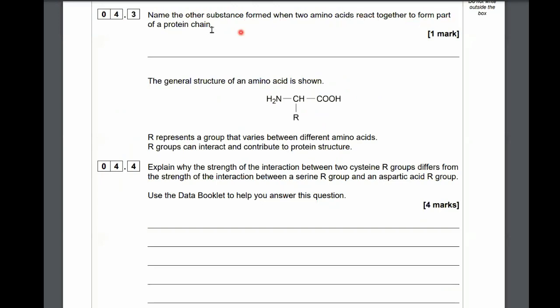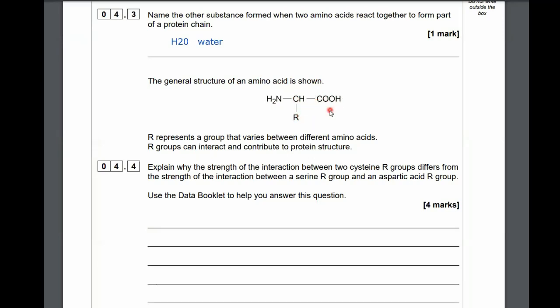Okay, 4.3. Name the other substance formed when two amino acids react together to form part of a protein chain. So we just saw that from my drawing before. You get a water molecule being released, and remember you get 2 water molecules, one from the middle and then one from either end, where you've got the other peptide chain bonds forming.